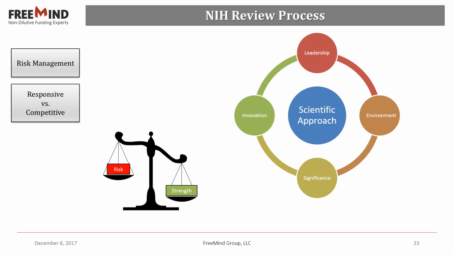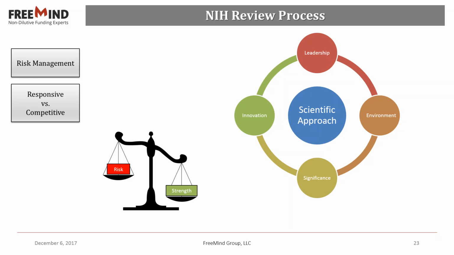So let's take a moment to look at the NIH review process, which is similar to the review processes of other government agencies. What they're basically doing when they review and consider whether to fund your application is weigh the strengths versus risks. The way they do this is first looking at two things: responsiveness and competitiveness. What that means is, are you responsive to the solicitation? Because again, no matter how good your science is, if you're not responsive to the solicitation, you will not be awarded. And are you competitive?